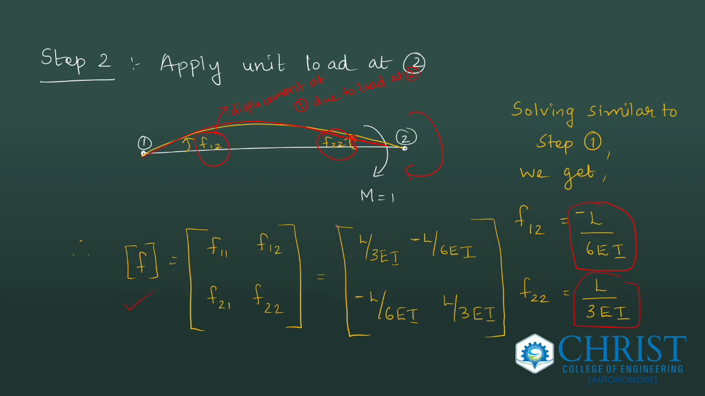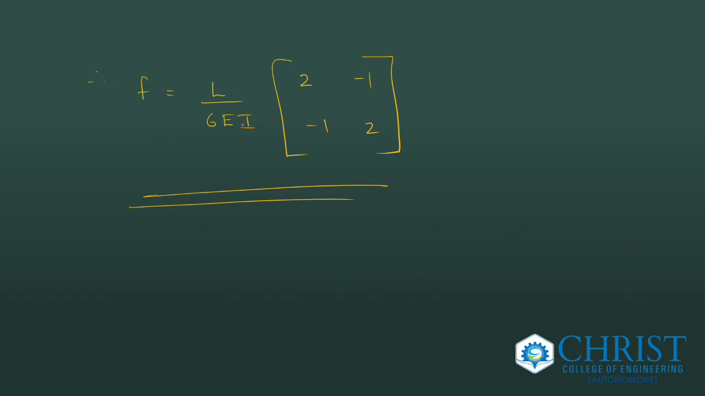Finally, writing the matrix, I will get L by 3EI here and L by 3EI here. A negative sign is given for L by 6EI and L by 6EI. See, it is diagonally given, right? So finally, taking L by 6EI common outside, I can write L by 6EI times the matrix 2, minus 1, minus 1, 2. This is my element flexibility matrix. Very important. Element flexibility matrix. You have to learn this by heart to solve our problems.